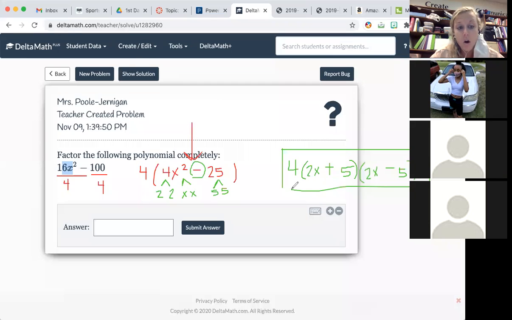From what I saw, half of you are pretty good and half of us are forgetting to take out that GCF first. So make sure you take out that GCF and then you can look for perfect squares, okay?